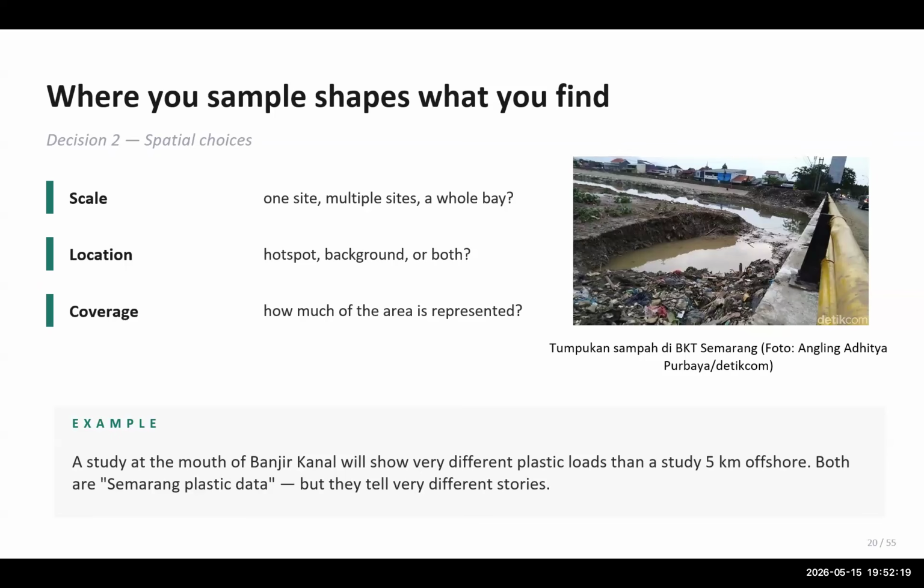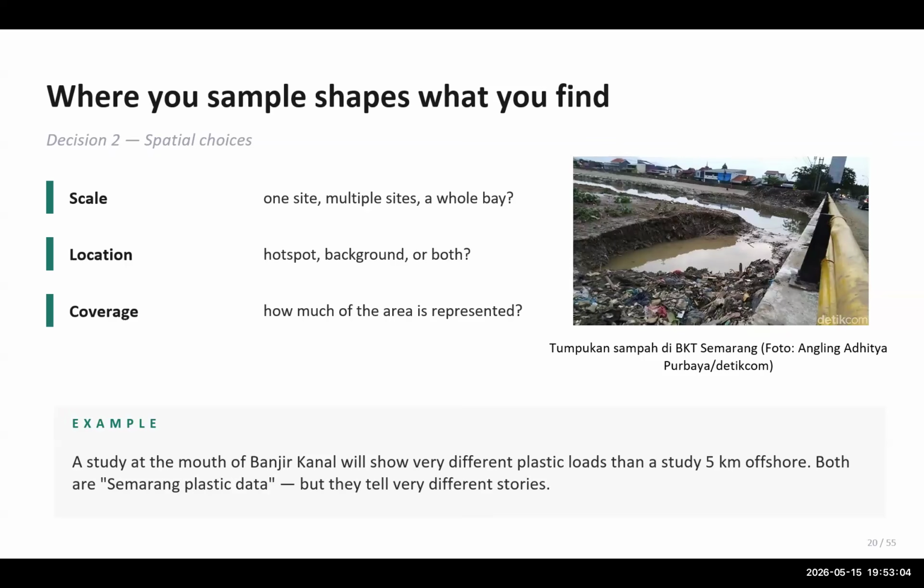So decision number 2 is where. We talked a lot about these topics in previous lectures a little bit. Where you sample will change everything you find. And here we can talk about 3 subsections. One is the scale. Remember the scale matters, the lecture we had before? Do you study one site or multiple sites, or you measure in a full bay, for example? Another thing to consider is the location. Do you go to a hotspot of pollution, a place where there is a lot of pollution, or you measure also in a background site? A background site will be a place with not much pollution, or maybe both.